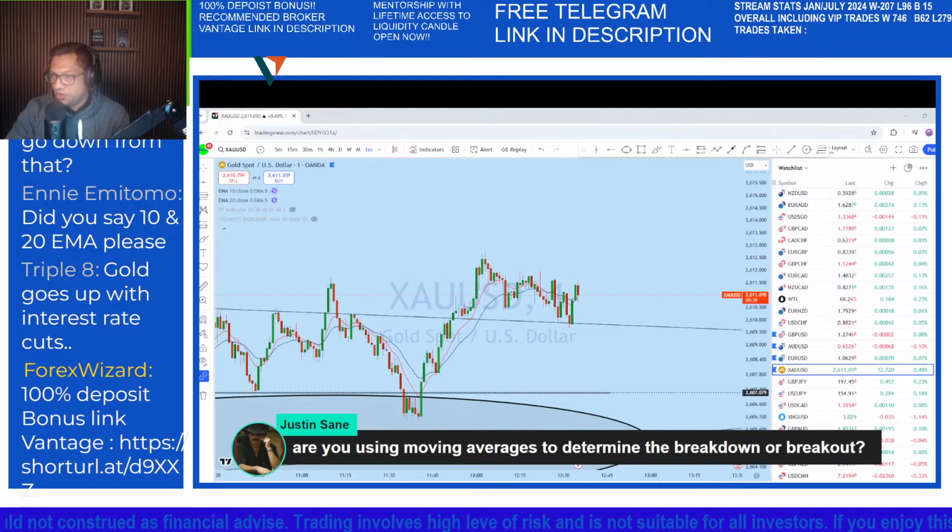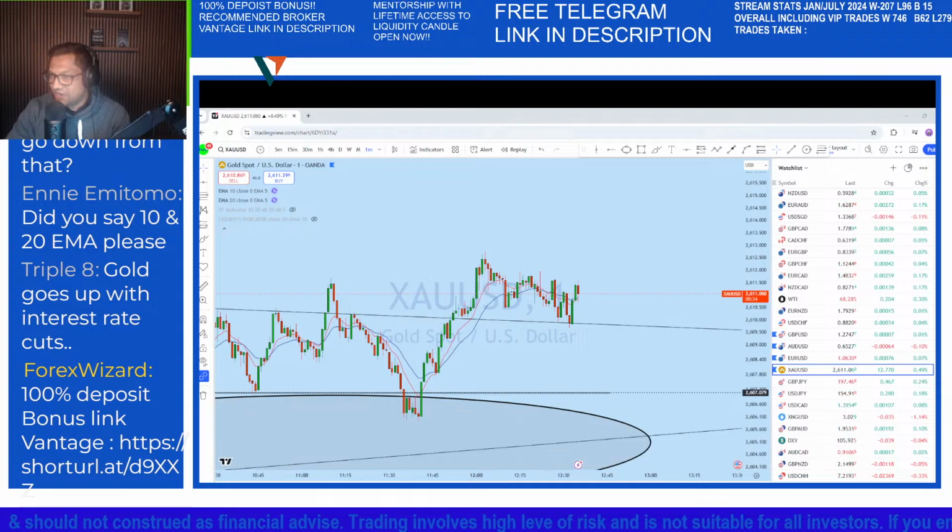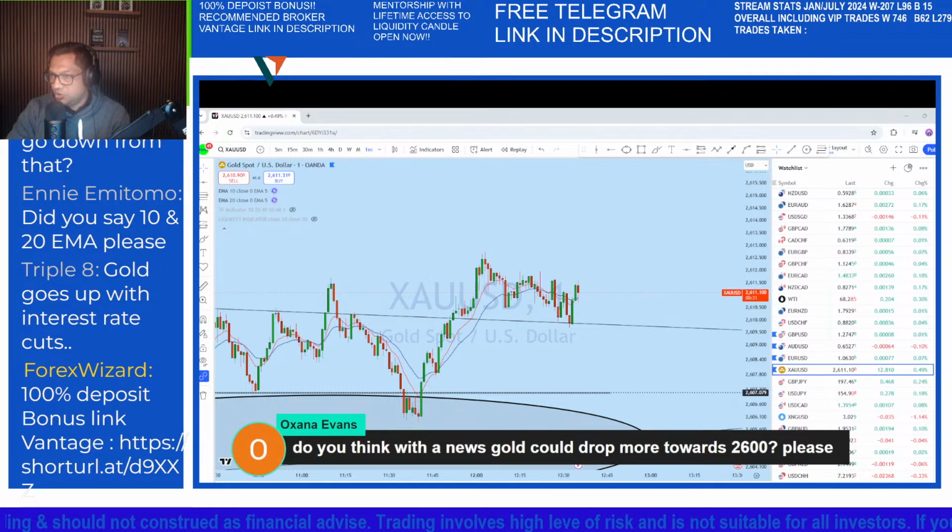That's what I use. Do you think that with the news, gold could drop more towards 2600? Please, do you think with the news gold could drop towards 2600?